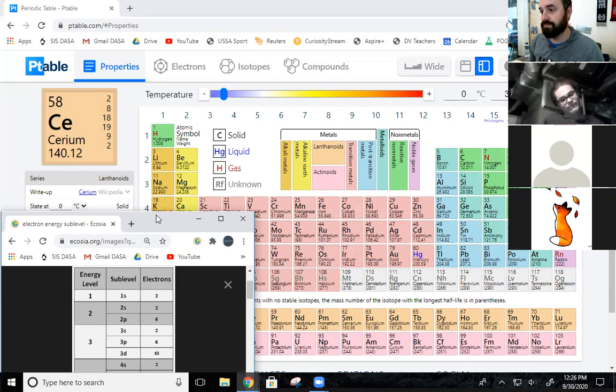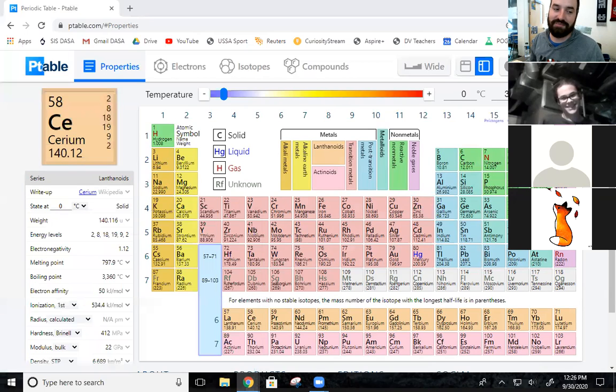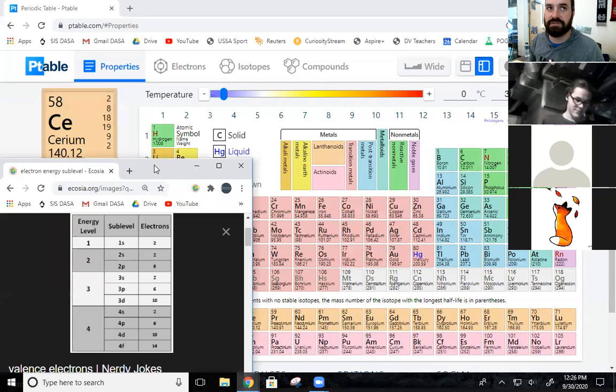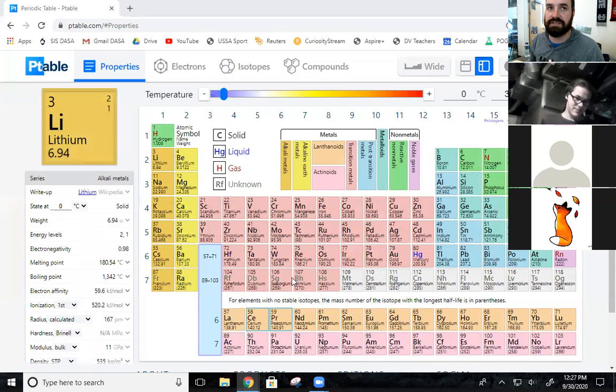Cool. Okay, I'm just going to disagree with the periodic table and move on. Well, take it up with Mendeleev, okay? Take it up with Mendeleev. But do we see why the sublevels work the way that they do, and why the periodic table is laid out the way that it is?